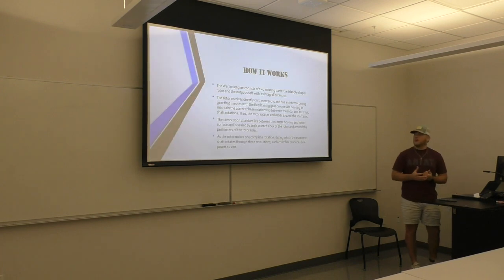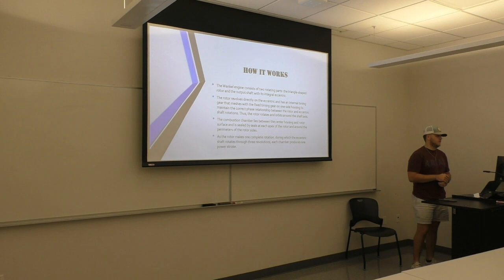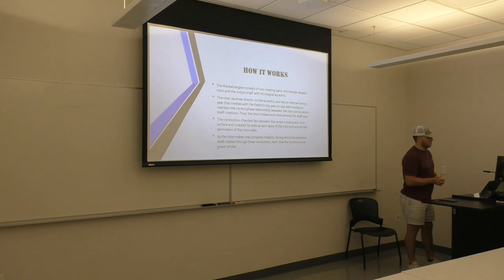So a little bit about how it works. It consists of two rotating parts, the triangle-shaped rotor and the output shaft with its integral eccentric. The rotor revolves directly on the eccentric and has an internal timing gear that meshes with the fixed timing gear on one side of the housing to maintain the correct phase relationship between the rotor and the eccentric shaft rotations. Thus, the rotor rotates and orbits around the shaft axis.